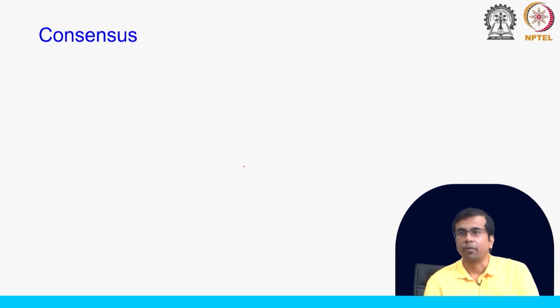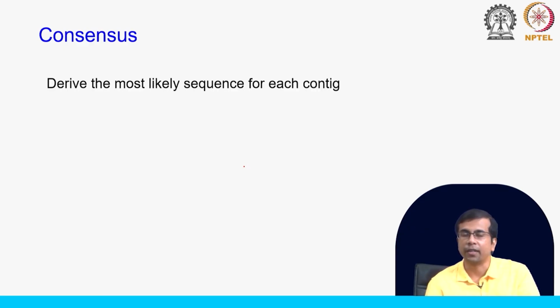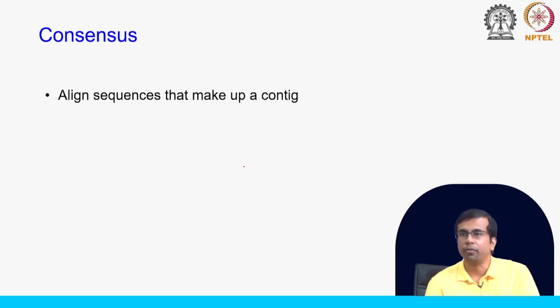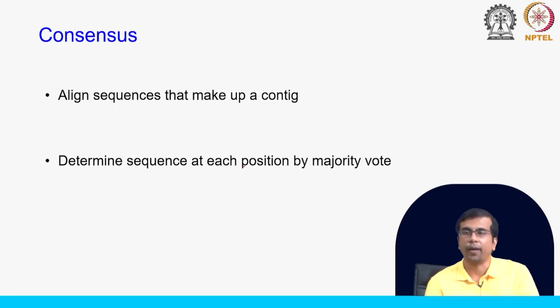The third step we have not talked about is the consensus step. So overlap, layout, these two steps are done. Layout actually will give you the reference genome. The consensus step is actually to derive the most likely sequence for each contig. So what we do when you do this consensus is that we align sequences that make up a contig. We have determined these are the reads that will determine this contig, and then take a consensus approach, and then determine the sequence at each position by something called a majority vote.